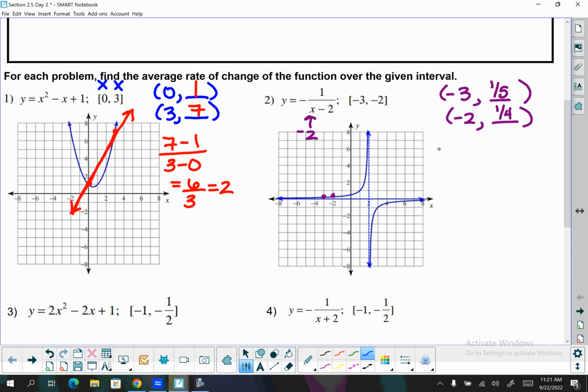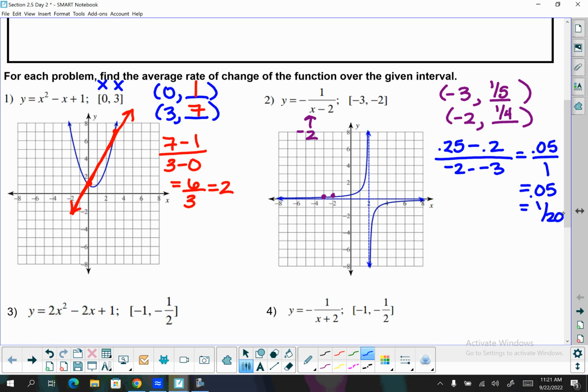Y minus y over x minus x. And I'll use the decimals because we can just put them in our calculator then. So 1/4 is 0.25, minus 1/5 is 0.2, and then -2 minus -3. So on the bottom, I'm just going to get a 1. On the top, 0.25 minus 0.2 is going to give me 0.05 over 1, which is just 0.05, or as a fraction, that's 1/20th. Okay. We always want to make sure we give exact answers. I was able to use the decimals here because my decimals are exact.